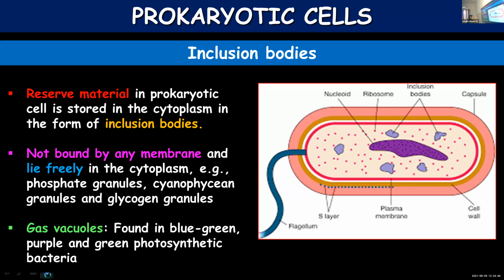So once again, I will repeat, inclusion bodies. Inclusion bodies are reserve materials like phosphates, cyanophycean, or glycogen granules found scattered in the cytoplasm of prokaryotic cells. They are not bound by any membrane. Then apart from that, some of them have gas vacuoles, which contain air. These vacuoles will be filled with gas or air, and you can find them in certain bacteria. When these gas vacuoles are present, they give buoyancy, helping them to move in water bodies or to survive in water bodies.